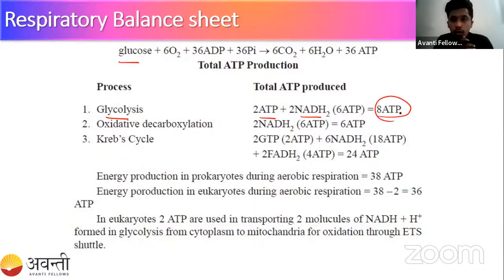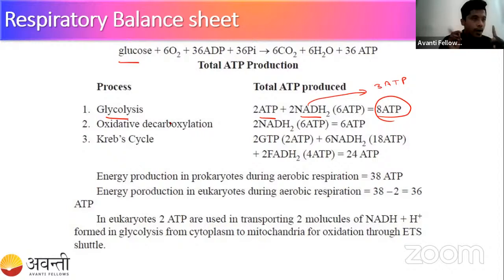Now you might be confused. How did we get 8 ATP? Each molecule of NADH2 can give us 3 molecules of ATP, whereas FADH2 can give only 2. Got it? FADH2 can only give 2. Fine. Now what is happening? This is the yield, ATP. 8 ATP will be obtained through glycolysis.